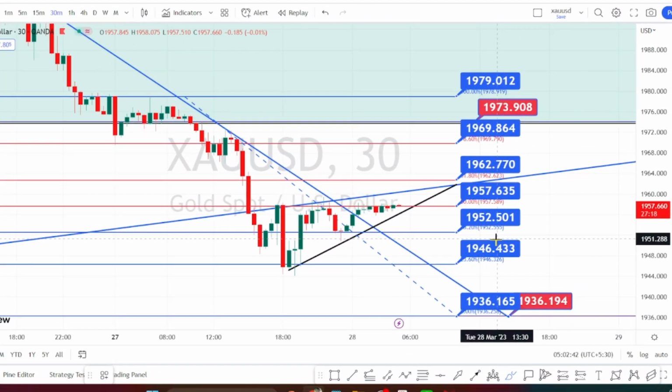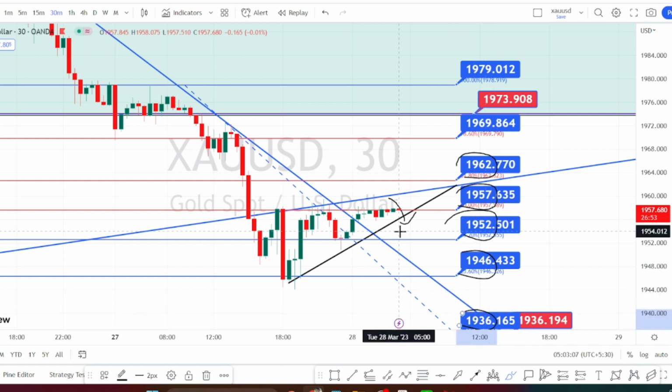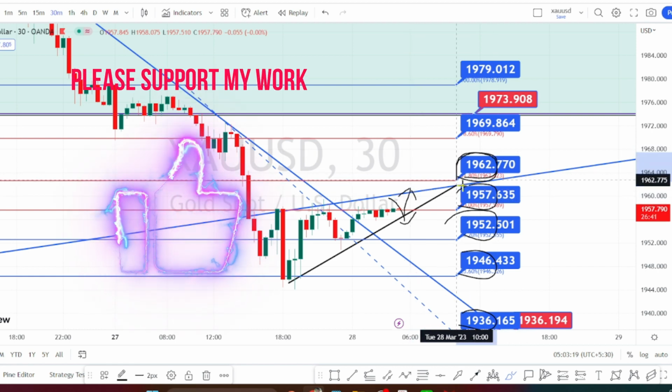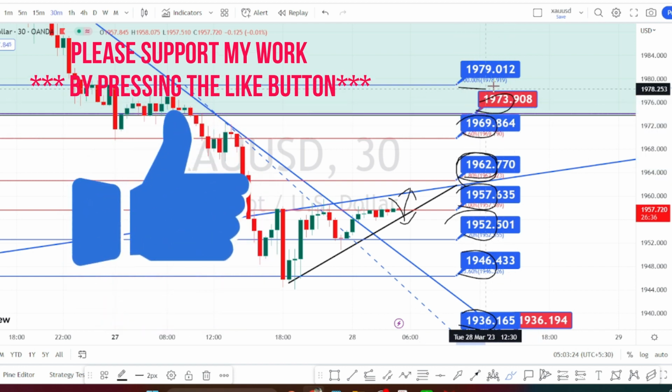So the values within this blue color boxes are the resistance and support levels for current price action in 30 minutes time frame. Currently the price action is trading between the support level of 1957 and resistance level of 1962. If the price action breaks this support level, next level of support is going to be around 1952, 1946 and 1936. And on the bullish side, if the price action breaks this resistance line from the 4 hours time frame, next level of resistance is going to be around 1962, 1969, 1973 and 1979.